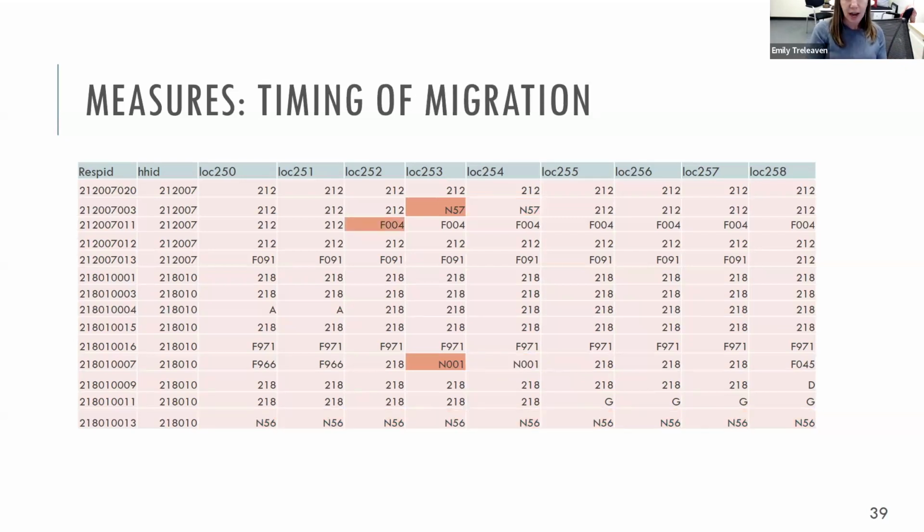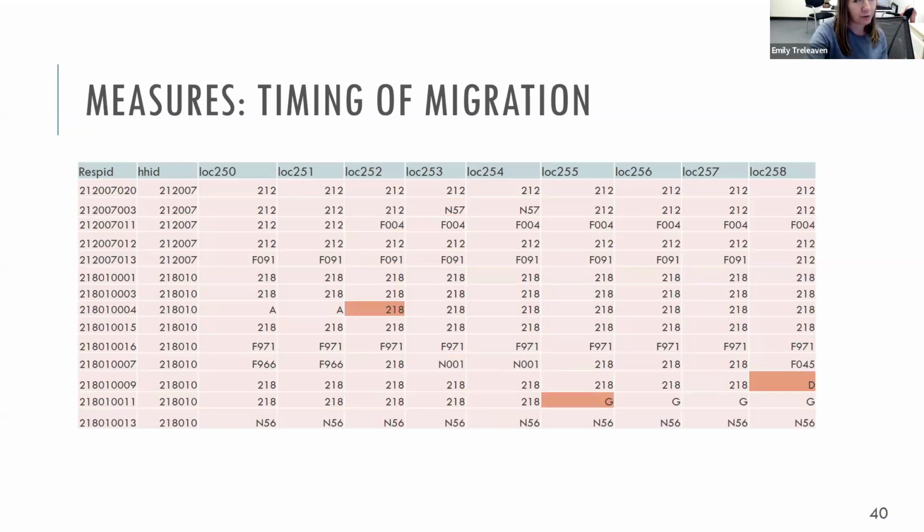We can also look at the timing of migration. One of the easiest ways to do this is to write loop codes to tag months in which a person transitioned to a new location from the month before. So here I've highlighted this person transitioned to being in District 57 in month 253. This person transitioned to being in Country 4 in month 252. And then again, this person transitioned to being in District 1 in month 253.